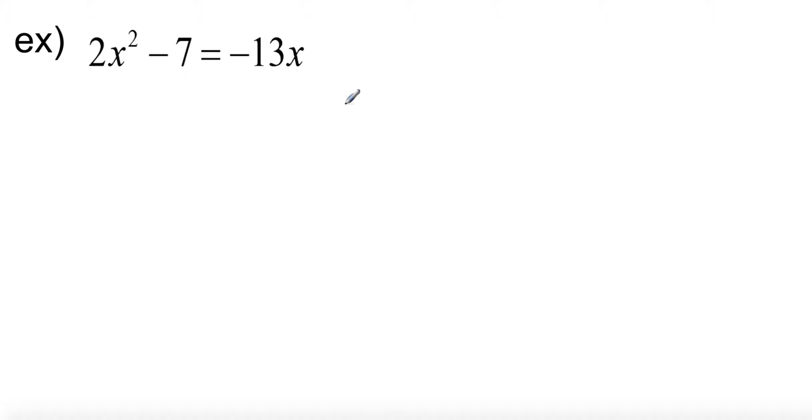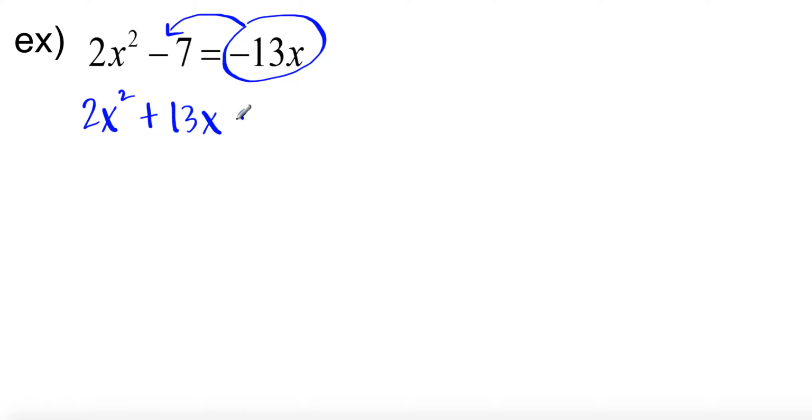So the first thing we need to do is take our negative 13x and move it to the left side, and remember when you cross the equal sign, your sign changes. Because that has an x next to it, it belongs in the middle. This gives us 2x squared plus 13x minus 7 equals 0.